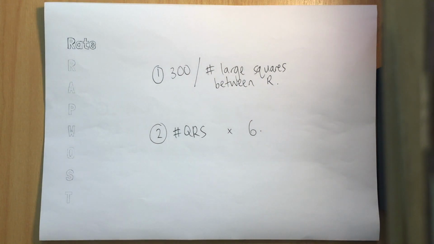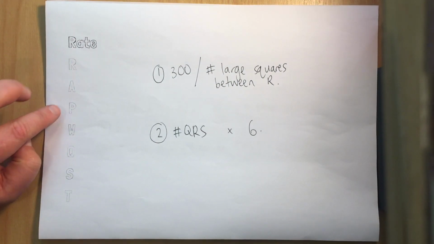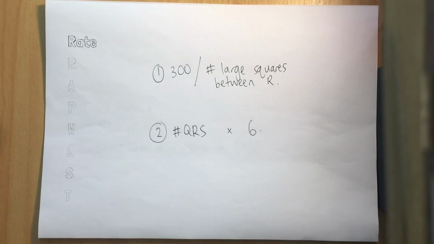Recapping what we've learnt so far, we talked about a system for analysing an ECG, RRAPWQST. We talked about rate. You can either get that by taking 300 divided by the number of large squares between R waves, or the number of QRS in the rhythm strip multiplied by 6.